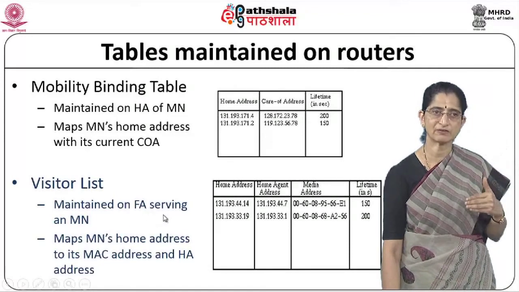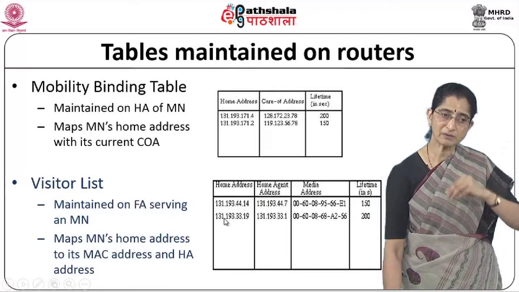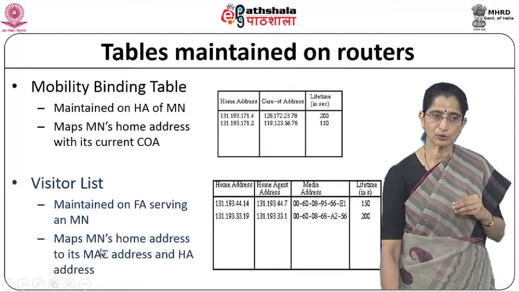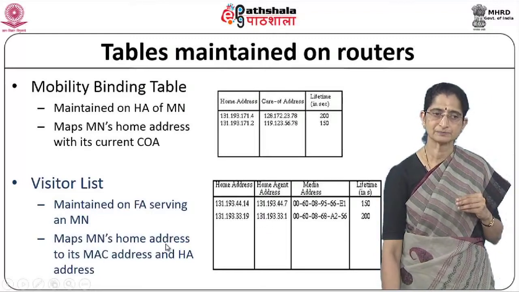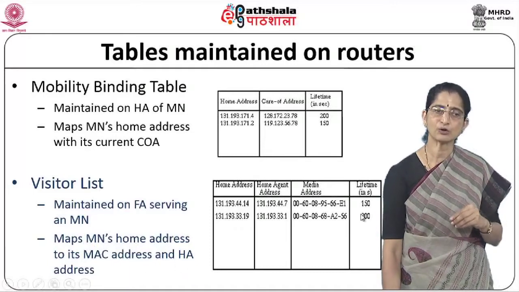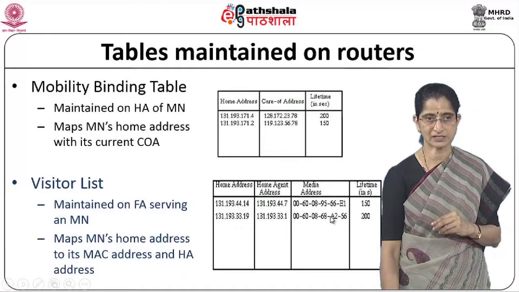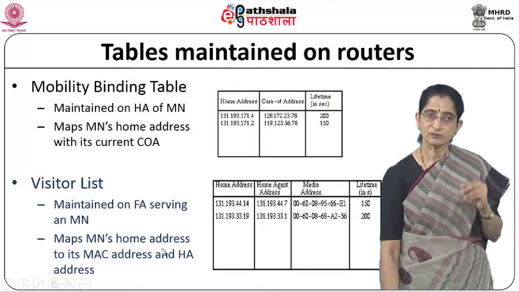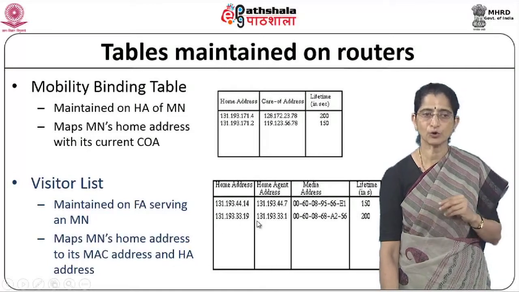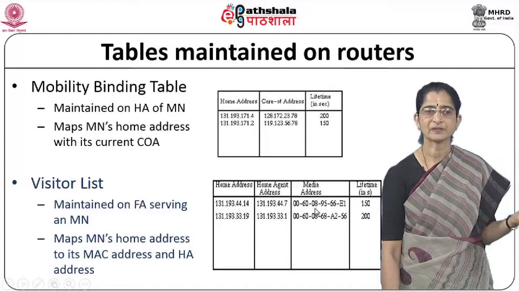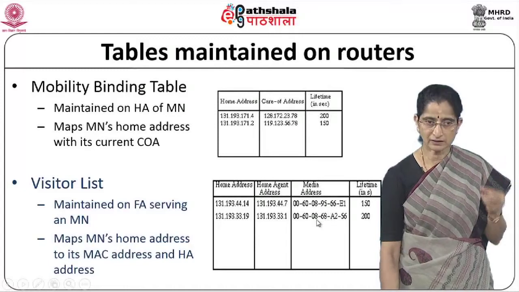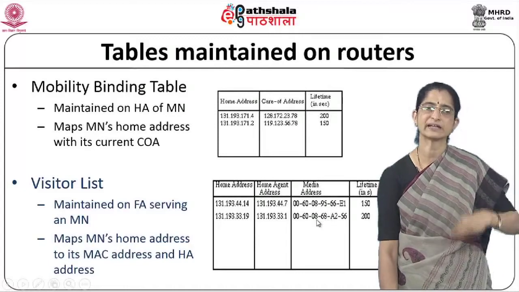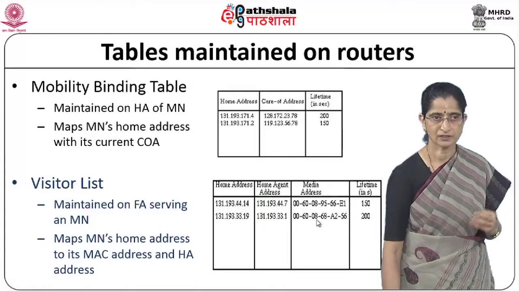So, the foreign agent will have to keep track of who are all visiting it. So, it will map the visiting node, that is the mobile node's home address, to its MAC address and also to the home agent's address, because it needs to know which is the home agent that it needs to contact. So, the home agent address for it to contact, and similarly the MAC address of this device, so that it can forward packets to that particular device.